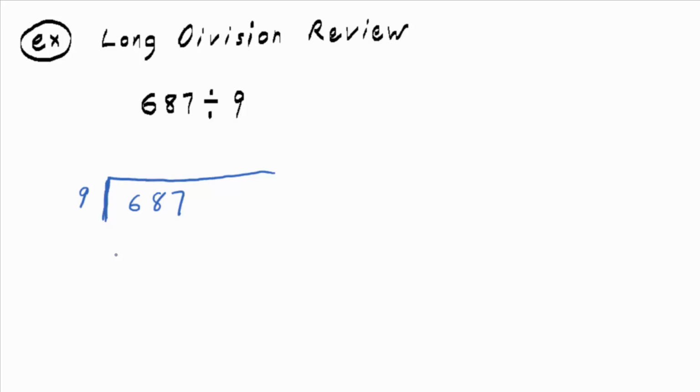So 9 goes into 687. Well, we start with 9 into 6, right? That digit in the 10 spot or the 100 spot there. But 9 doesn't go into 6, right? So we go one digit over, 9 into 68. How many times does 9 go into 68 without going over? 7 times. So we put that 7 right above the 8, don't we? And then we multiply 7 times 9, 63. We put that right below the 6 and the 8.